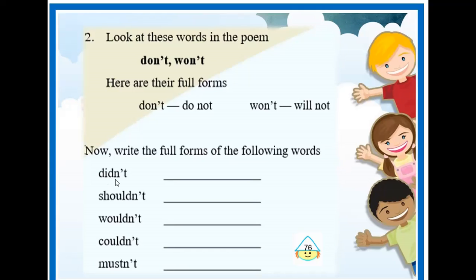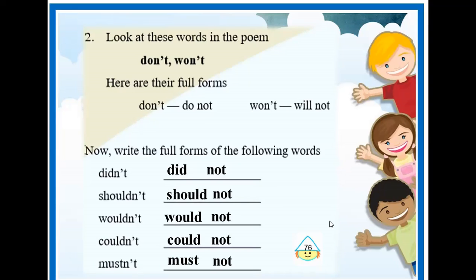The first contraction or contracted word given here is didn't. And I'm sure you know the answer for this, children. The full form of didn't is did not. Similarly, the full form of shouldn't is should not. The same goes with wouldn't, and its full form is would not. Couldn't becomes could not. And the same goes with mustn't. The full form of mustn't is must not.